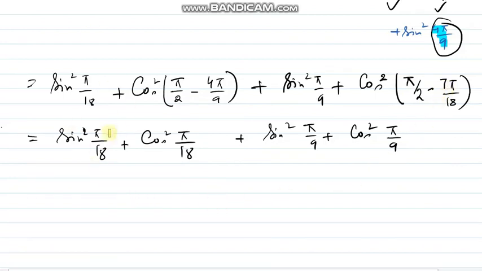So what's the value of this? The value of this is 1 and the value of this is 1. So if I add them, the answer is 1 plus 1, 2, right? Please be very careful about this type of sum.